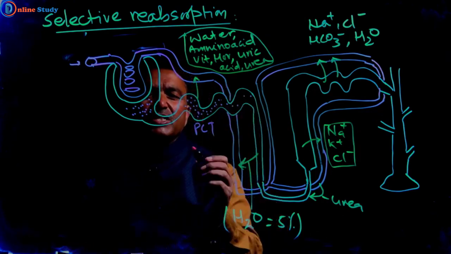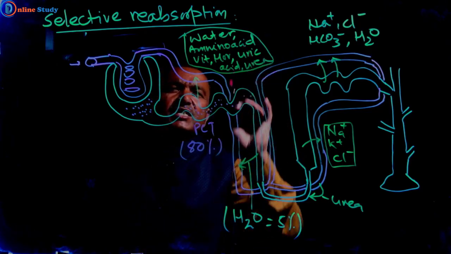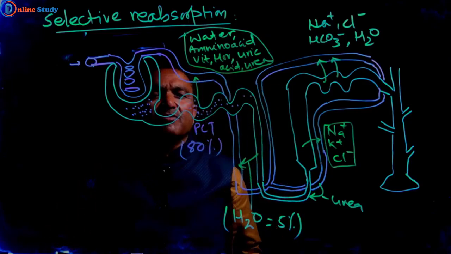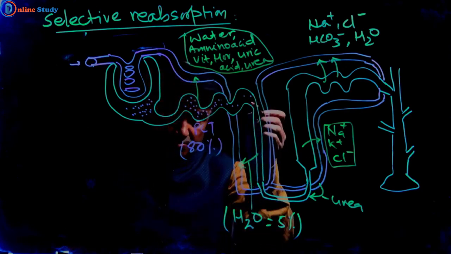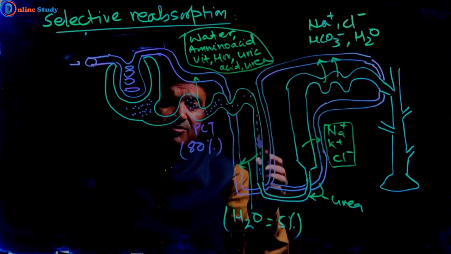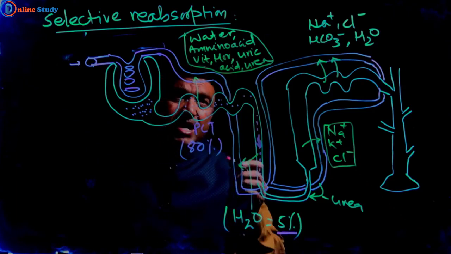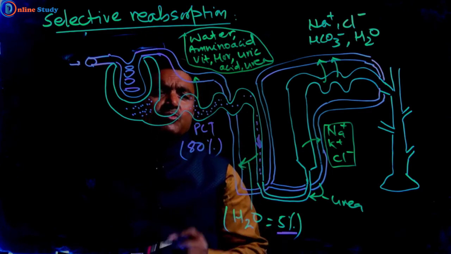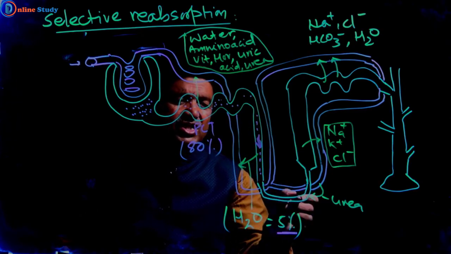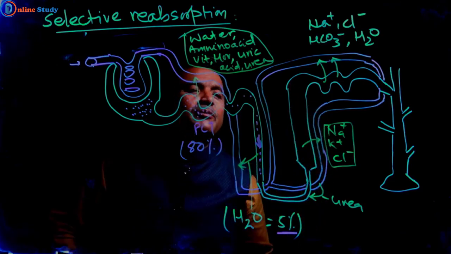So in the PCT, about 80% water and almost all amino acids, vitamins, hormones, uric acid, and 50% urea are reabsorbed. From the descending limb of the loop of Henle, about 5% water is reabsorbed by the peritubular capillaries. The filtrate moves through the loop of Henle, and this one is the ascending limb of the loop of Henle.